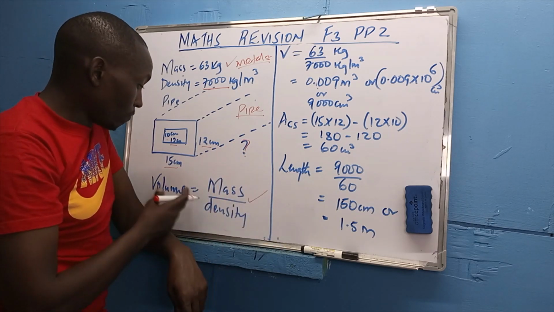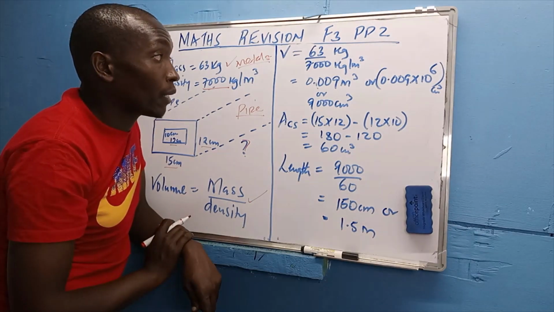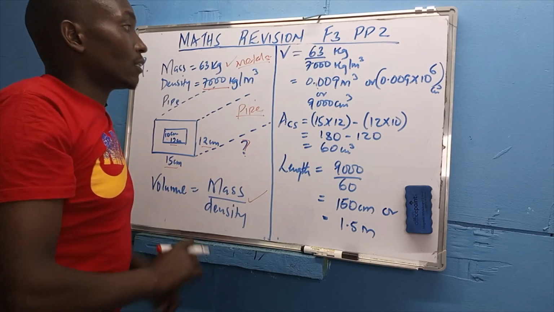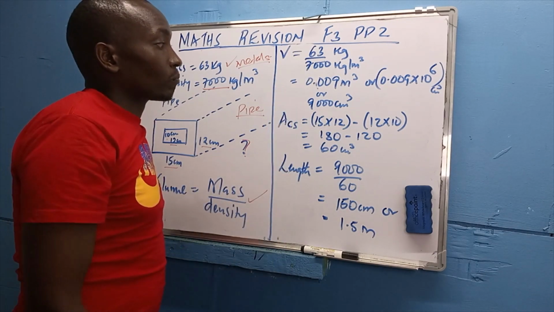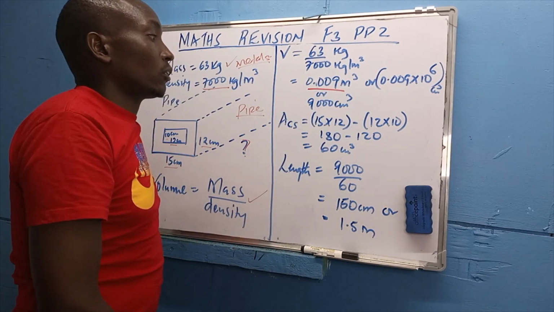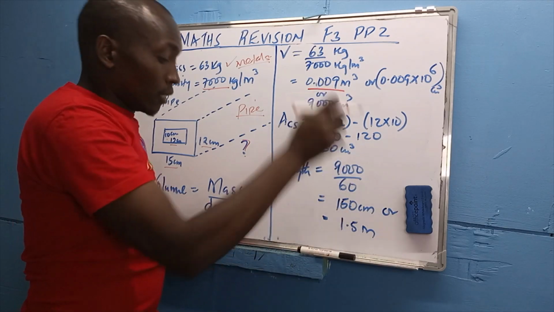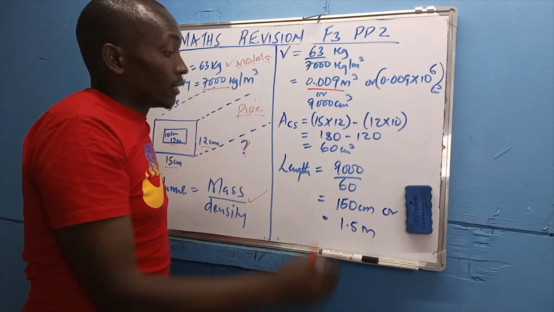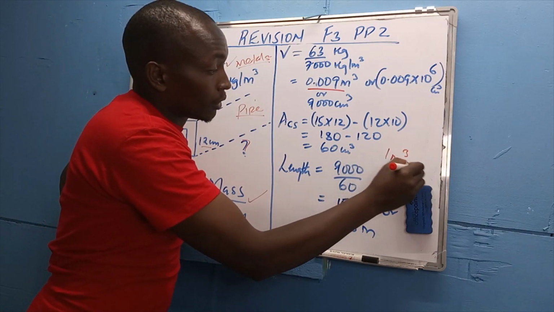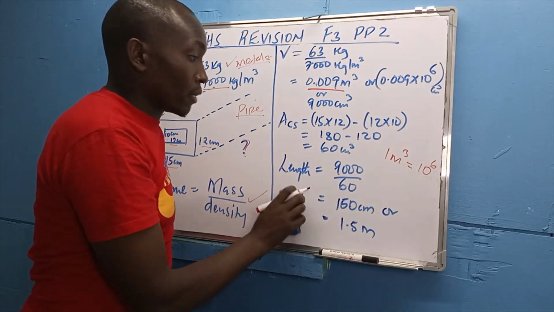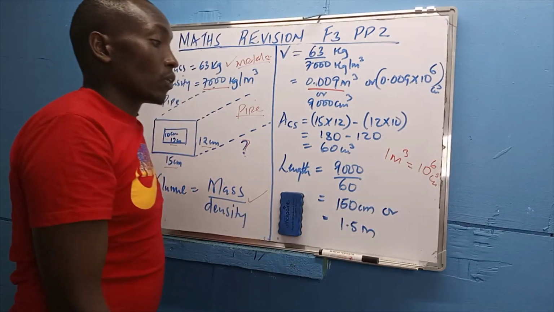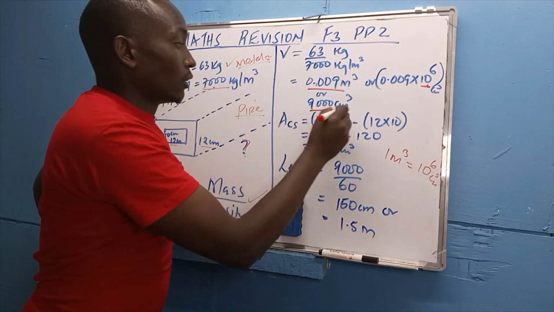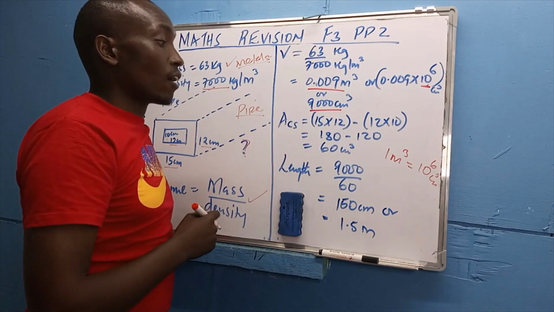Remember the formula? Volume will be given by mass divided by density. And that's exactly what I've done. The mass, 63 kilograms divided by 7,000, and you'll get 0.009 cubic meters. Remember, you can convert: 1 meter cubed is equivalent to 1 million centimeters cubed. So I can just multiply by this to make it cubic centimeters, 9,000.